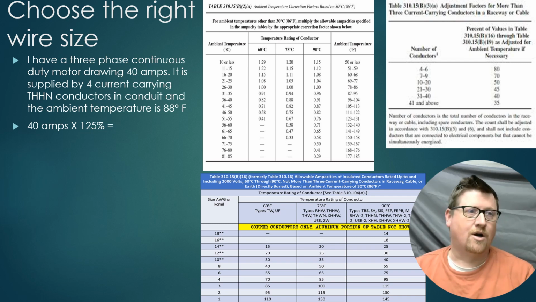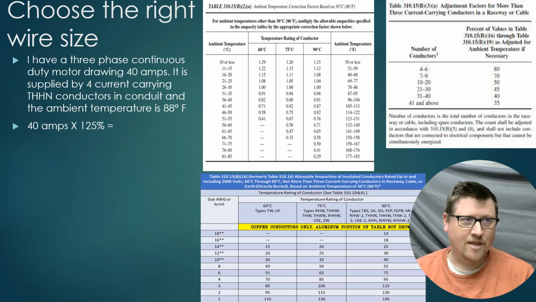All right, so I've got a three-phase continuous duty motor drawing 40 amps. It is supplied by 4 current-carrying THHN conductors in conduit, and the ambient temperature is 88 degrees Fahrenheit. If you notice on this one, none of the stuff is on the slide already. We're going to go through it as we go. If you want to stop here and work the problem as a practice problem, and then we'll talk about it, you're more than welcome to.